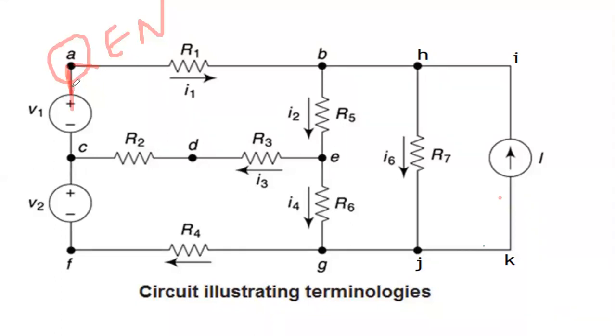Essential node is where three or more branches join. Junction, three or more branches. A junction is that thing only, three or more. Like Jalandhar Cant is a junction.